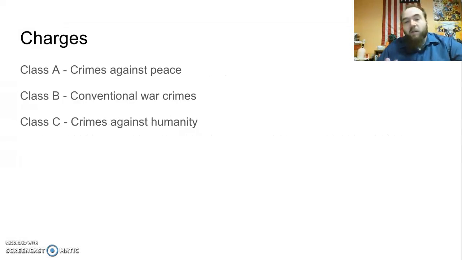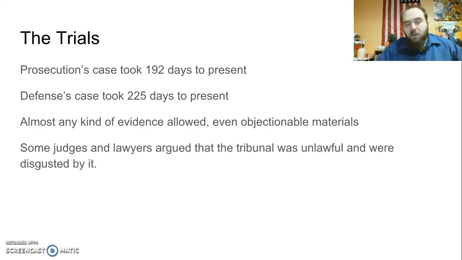There are three charges that are applied to people who were brought before the tribunal. There's the Class A war criminals. These are people who committed crimes against peace. Now that could be just about anybody who fought in the war, so it's a very broad definition. Then you had your Class B, your conventional war crimes, and you had C, the crimes against humanity. Some people who were brought before the tribunal had multiple, A and B, B and C, A, B, and C as their charges.